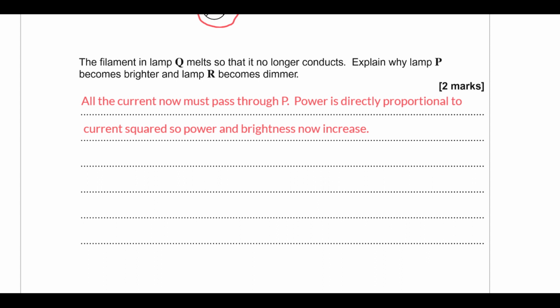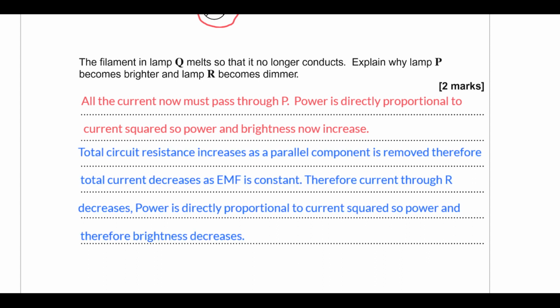So let's do that one too. Okay, so the first thing to recognize is when you take out parallel components or you shut off those pathways, total circuit resistance will increase, and you can try that out with some resistor laws if you like. So the effect of that is that the current in your circuit is going to decrease as if you've kept the EMF the same and the resistance has increased. Current through R therefore decreases because the whole circuit current goes through R, and therefore power is going to decrease, and so is brightness because power is directly proportional to the current squared. So that's that question there.